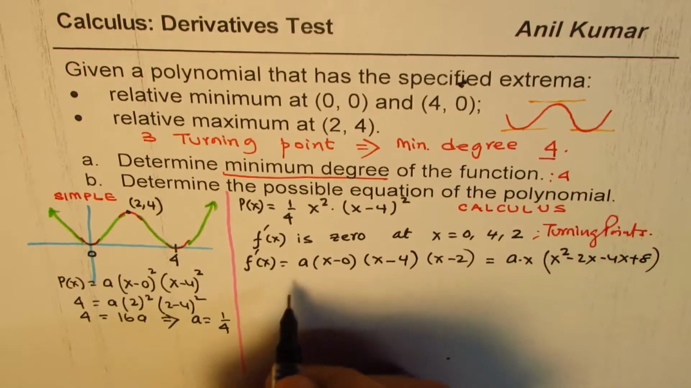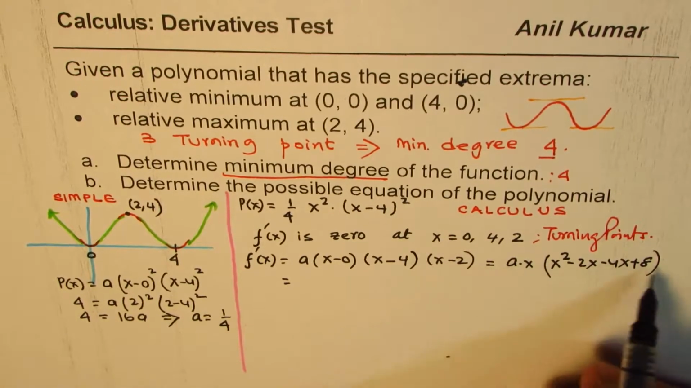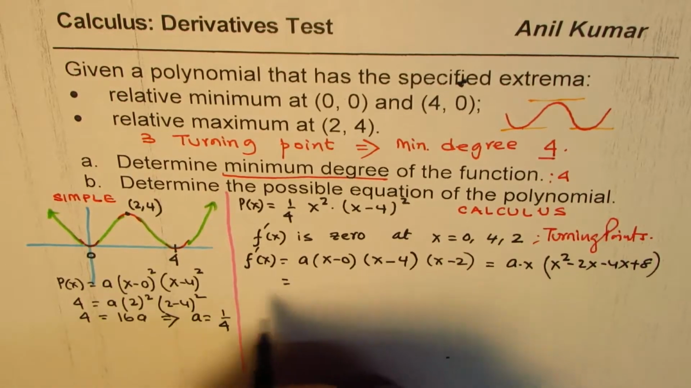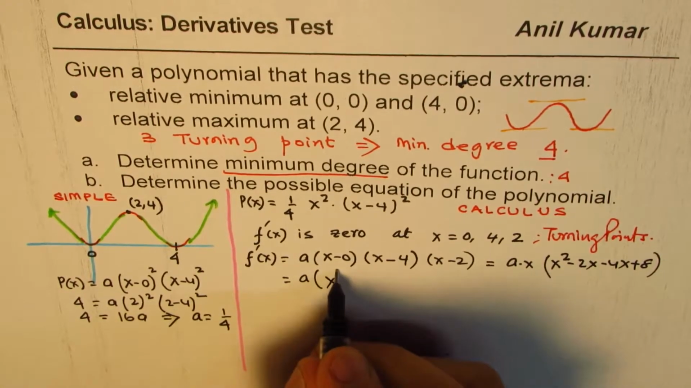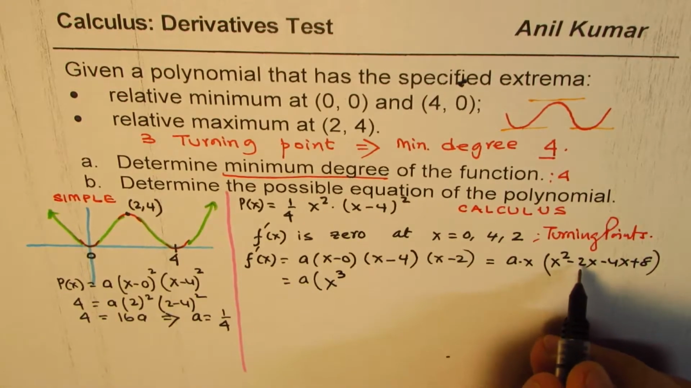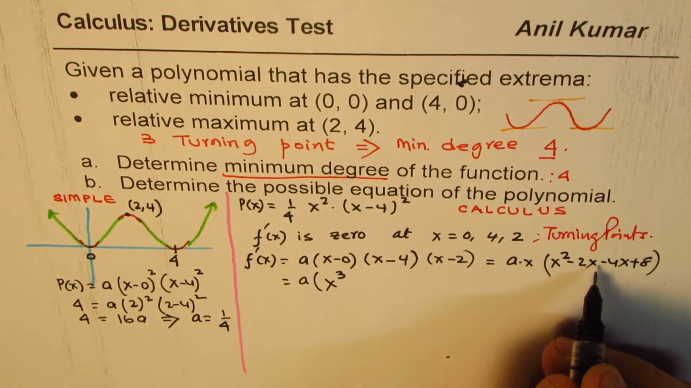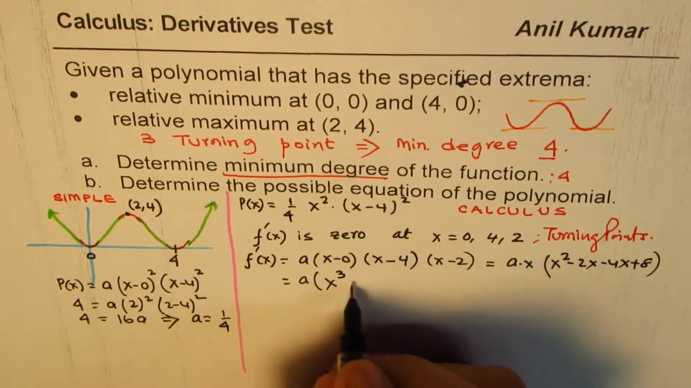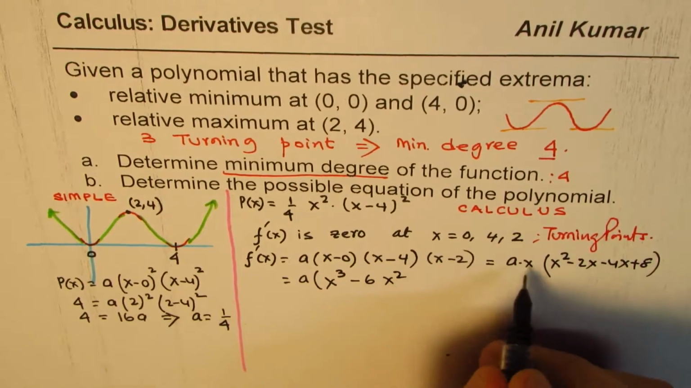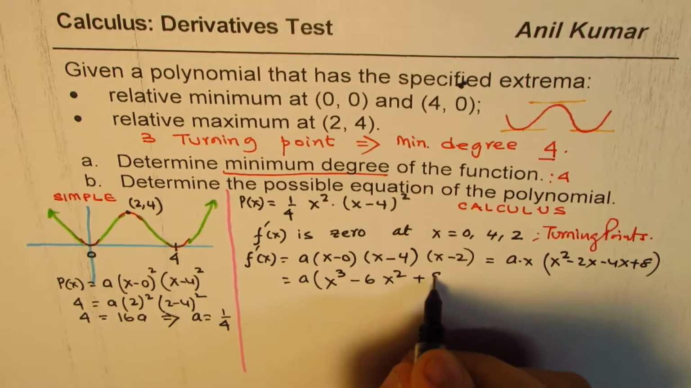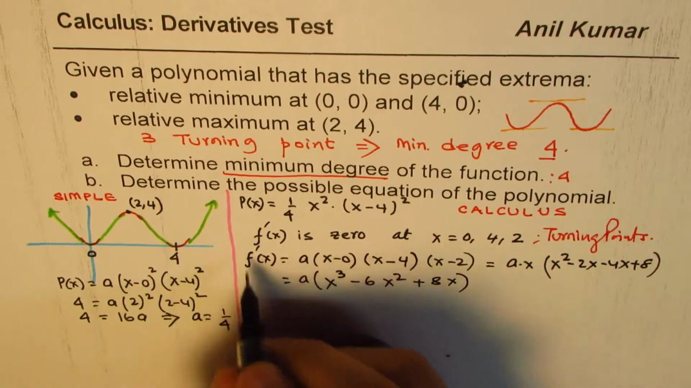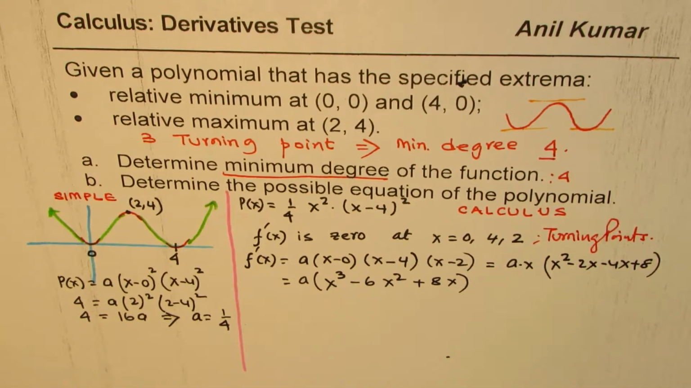Let me write this by opening the bracket now. So we get a times x cubed. Combine these two, minus 2 and minus 4 becomes minus 6, so it is minus 6x squared when you multiply by this x, and that is plus 8x. So that becomes the first derivative for the given polynomial from the given conditions, correct?